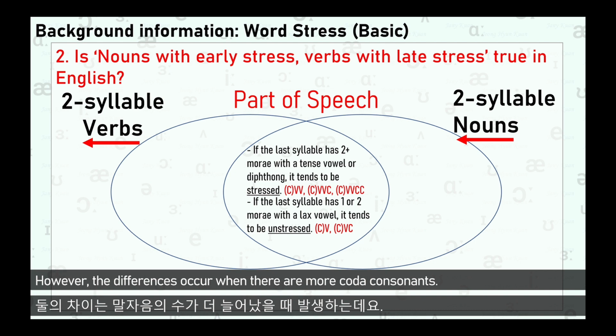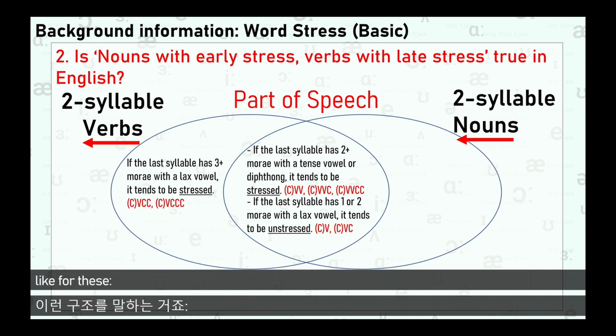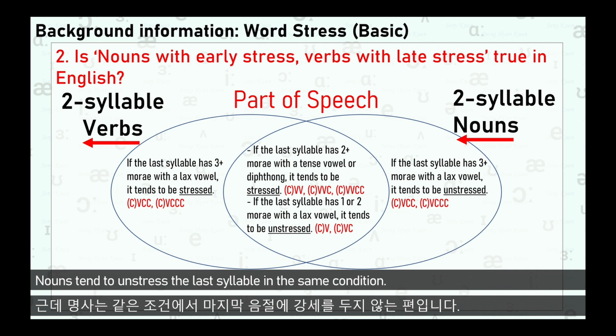However, the differences occur when there are more coda consonants. Whilst verbs tend to put stress on the last syllable with 3 or more morae with a lax vowel, like for these, nouns tend to unstress the last syllable in the same condition.